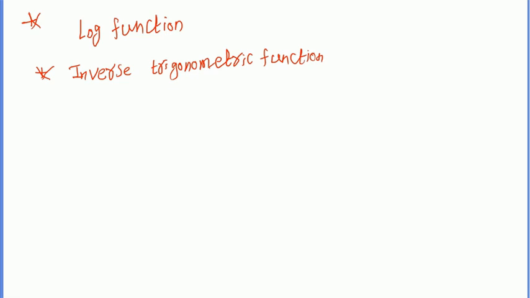Now see what the problems on inverse Laplace transform of derivatives are. See the first problem. Find the inverse Laplace transform of log of (s plus 1) by (s minus 1).